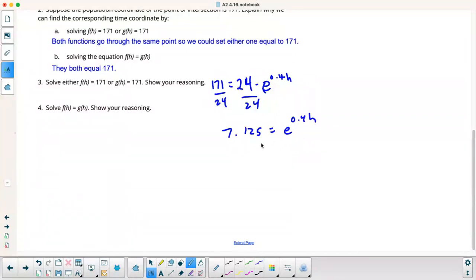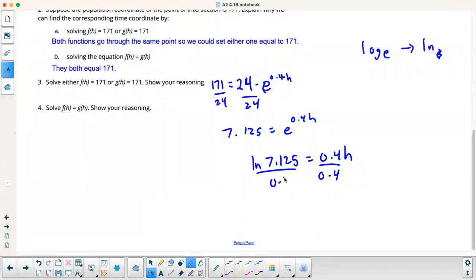Now I'm going to write it in logarithm form. So it's log base e. A natural logarithm is log base e. Natural log has a base of e, we just don't write it. So natural log of 7.125 equals 0.4h. Divide by 0.4 because we want to get h all by itself. So there's your answer, h equals.